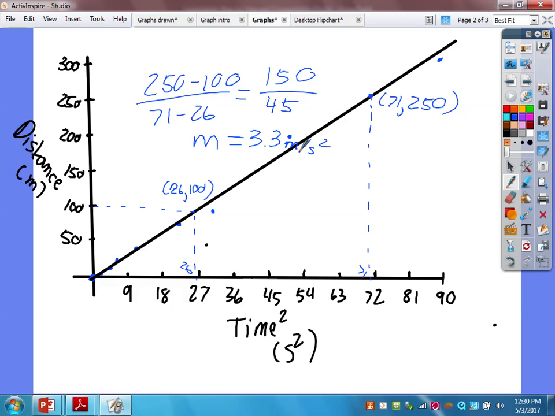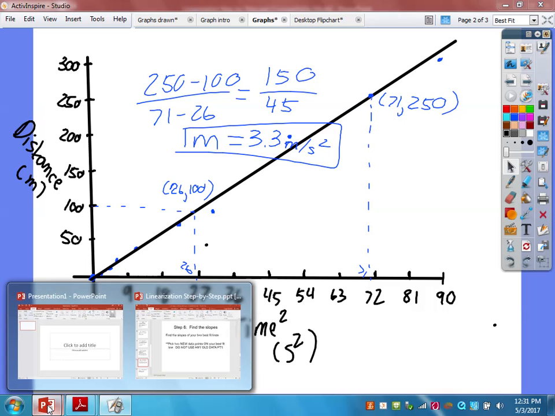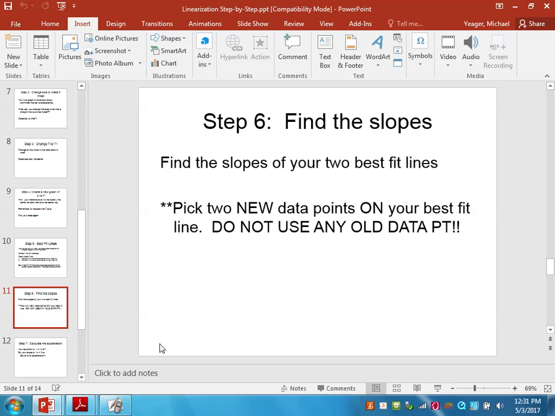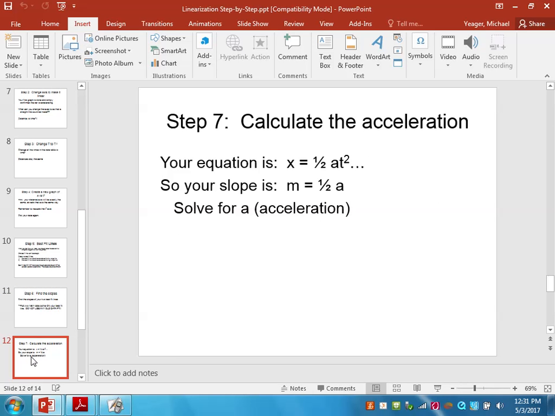My slope. Now the thing is, you are actually not done. You've got to be very, very careful. You have found the slope, but there's a very important final step. You might be done, but it depends on the formula. Okay? It depends on the formula. All right? Obviously in this we're calculating the acceleration. The thing is, your equation is this 1/2 at squared. The x is the y, t squared is the x. Everything else is the slope. So your slope is 1/2 a. Your slope is only equal to 1/2 the a.